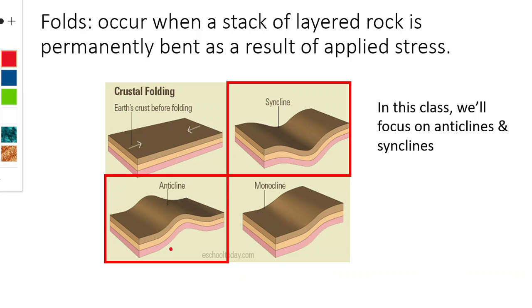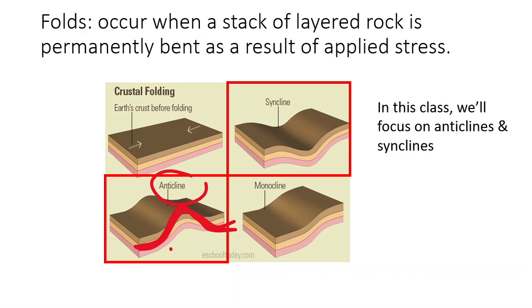And if the bend in the rock is arching upward, we call that type of upward arching fold an anticline. If the bend in the rock is arching downward, we call that downward arching bend a syncline. We won't worry so much about monoclines in this class.